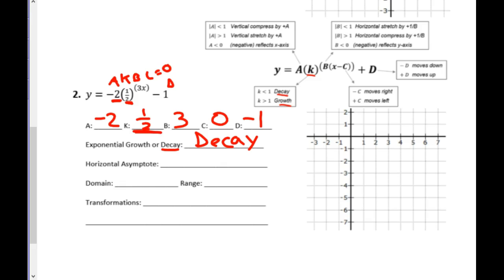Okay, and then horizontal asymptote, again, I'm going to look for the letter D in my equation, and it's always y equals, and in this case it's negative 1, right? That's my D value. So let's graph that horizontal asymptote. Let's put a point on the y-axis at negative 1 and make a horizontal line that's dashed.